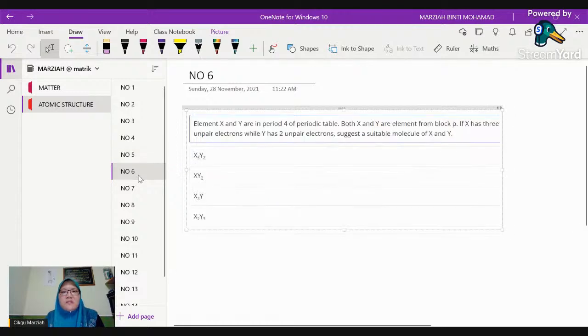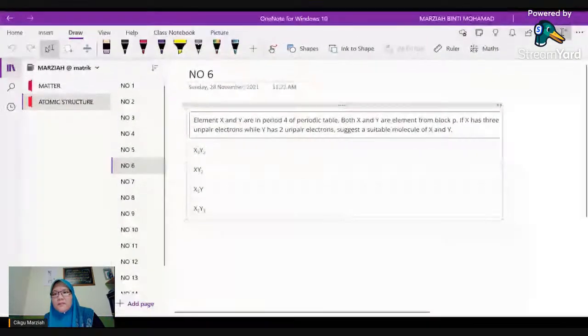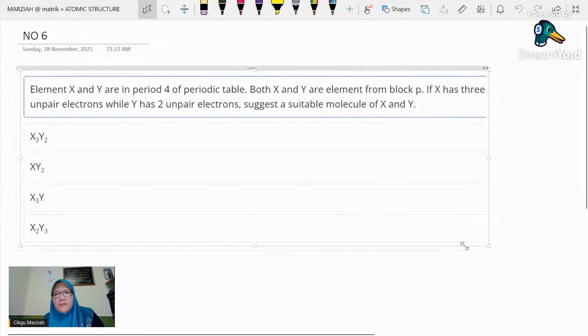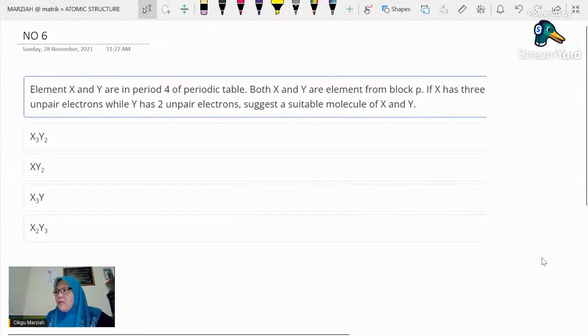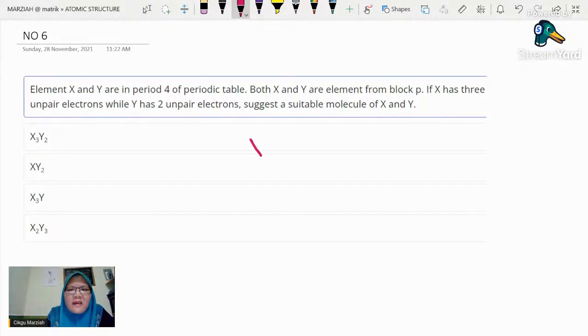Now I will move to number 6. Let me see question number 6. Okay, element X and Y are in period 4 in the periodic table. Both X and Y are element from block P. So daripada statement tu kita nampak X dengan Y period 4 block P. This is also period 4 block P.